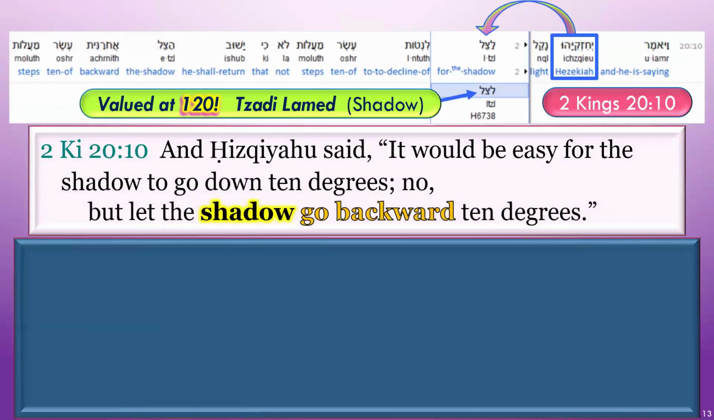Again, we're looking at this shadow with Hezekiah. This shadow is the Tzadi Lamed shadow. And again, I need to emphasize this: valued at 120, those are the Tzadi Lamed letters. Verse 10. And Hezekiah said, it would be easy for the shadow to go down 10 degrees. No, but let the shadow go backward 10 degrees. The shadow, nothing else. It was the shadow option that was given to him. Either this shadow could move forward or backwards. This shadow is identified as the one that has authority.